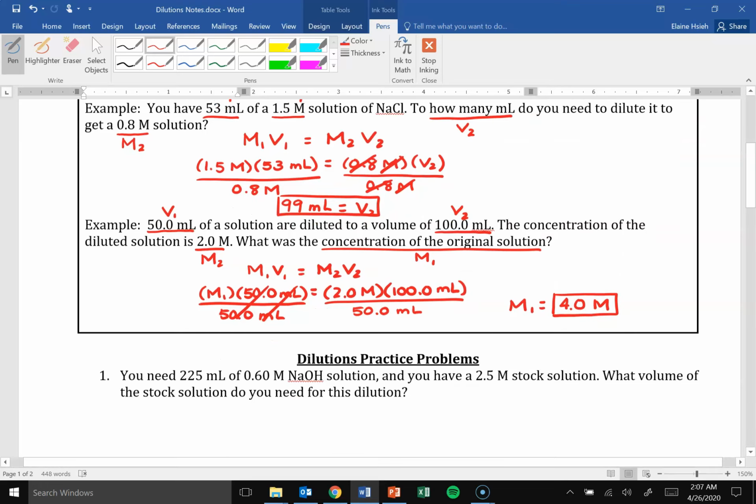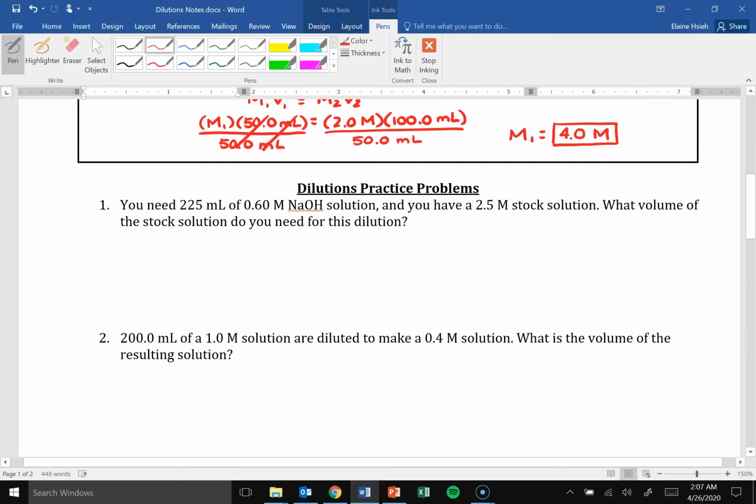Let's do one more. I'll do practice problem number 1. You need 225 milliliters of 0.60 molar NaOH solution, and you have a 2.5 molar stock solution. What volume of the stock solution do you need for this dilution?